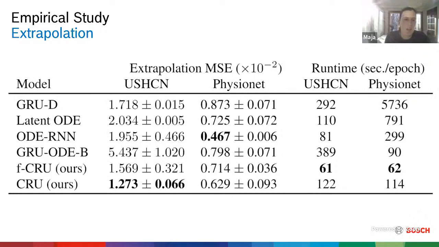Yeah, and so finally, we also studied, as I mentioned, the extrapolation task. Here, the input sequences are the first half of the sequence, and the target is the second half of the sequence. And here, actually, on the PhysioNet data, the ODE RNN achieved the highest accuracy. On the climate data, it's our method. But let's say we're still competitive.